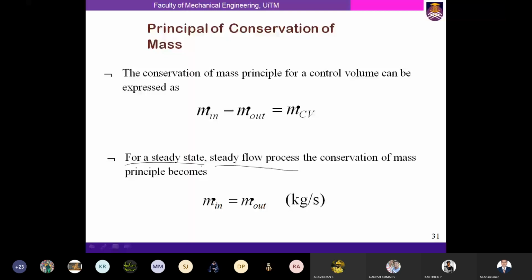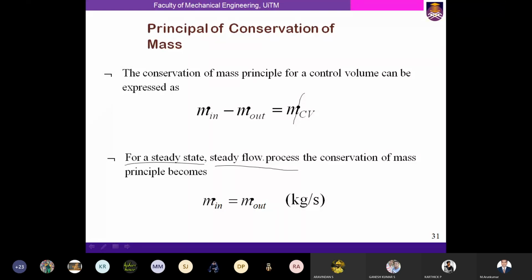The conservation of mass principle can be written as, for a steady state, steady flow process, we don't have a change in the control volume. A control volume can have mass in and mass out, but in a steady flow process we can neglect the change, and assume the mass in will be equal to mass out, right? So that is called the steady state steady flow equation.